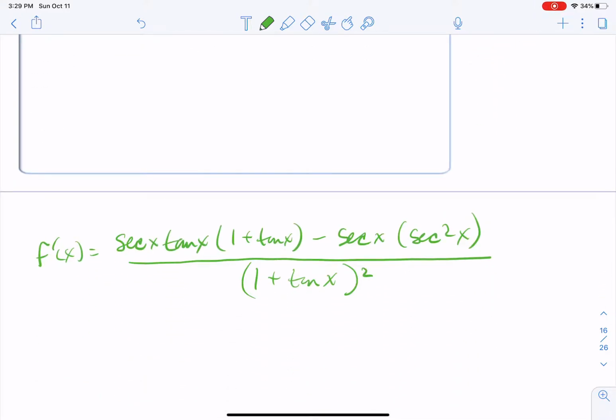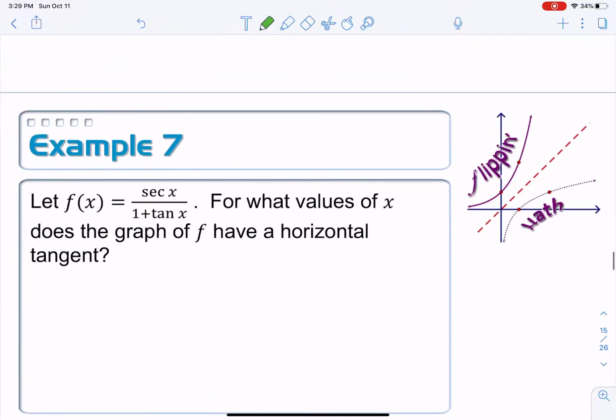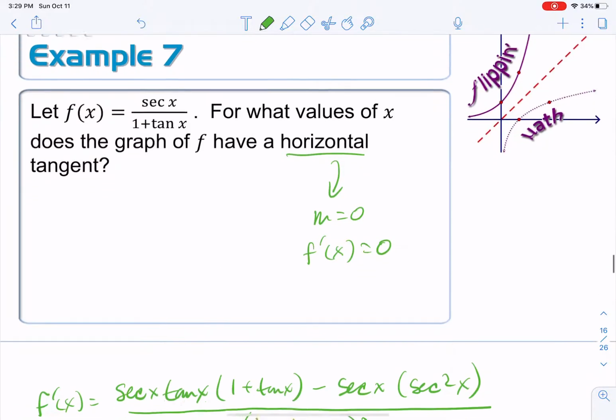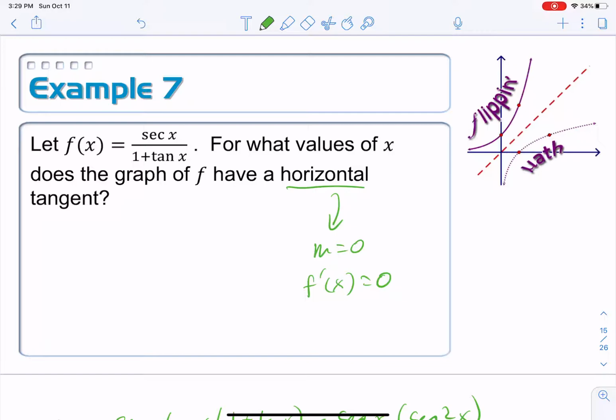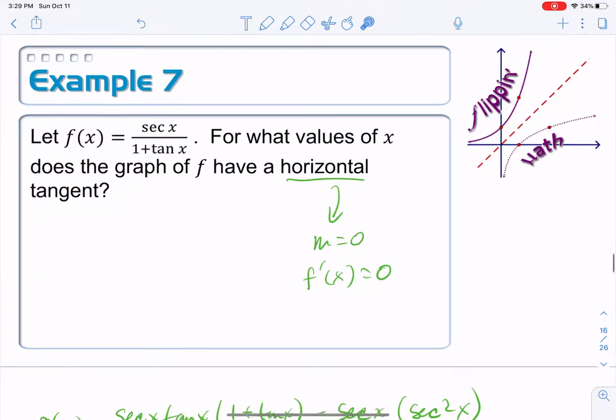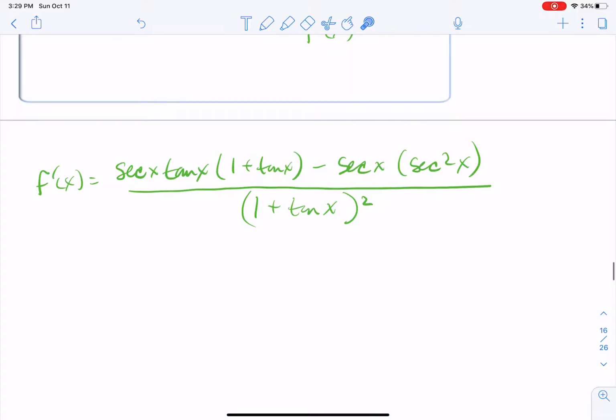All right, and then maybe what I've got to do is simplify this in some way, because I need to set it equal to 0. Horizontal tangent lines, of course, mean slope is equal to 0, which means f prime of x is equal to 0. And you know what? If this was on a free response question and you had this on your paper, more than likely that qualifies you for a point. Just saying, get in the habit of doing it.